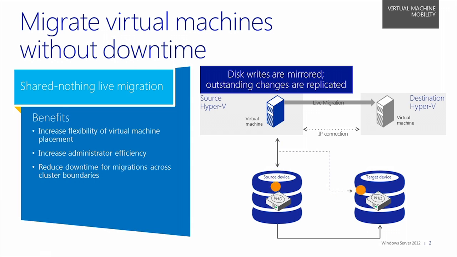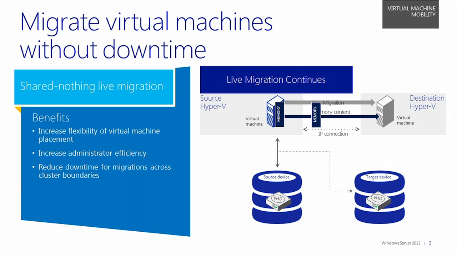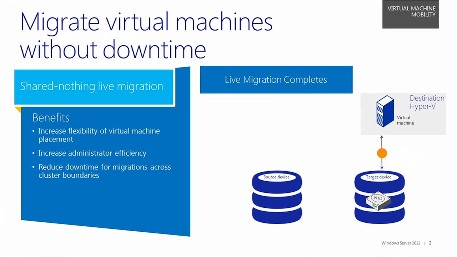Disk contents are copied to the new destination VHD that we've created on the destination host. Then we synchronize any disk writes, and they're mirrored for any outstanding changes that were made and replicated. Once we have all of that in synchronization, the live migration is completed. It probably looks more complicated than it needs to in the animations.